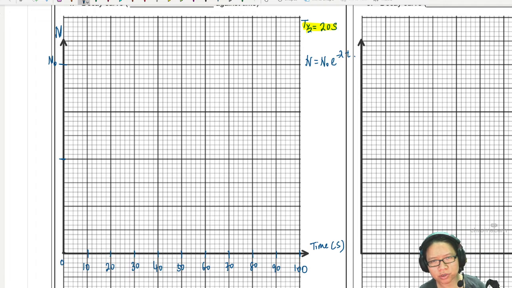But if you don't want to draw the equation, it's fine. Let's say, for example, your half-life is 20 seconds. So check out my time axis. I've labeled from 0 to 100 seconds. So this means in 20 seconds, the sample size will go down by half from N naught to N naught over 2. So from here to here is your half-life.